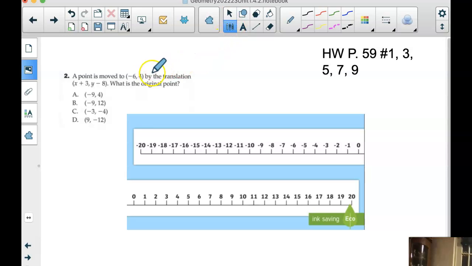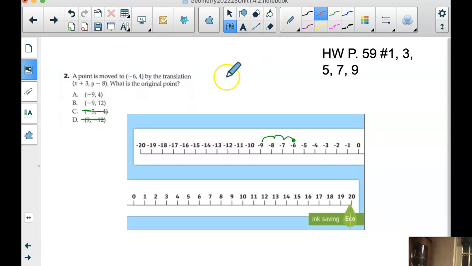So, they ended up at -6. Let's start at -6, okay? I'm right here. And what they did was they added 3. So I'm going to do the opposite. I'm going to hop back 1, 2, 3. So my first coordinate is going to be -9. So looking back at my answers, anything that doesn't have my first coordinate at -9, see ya, don't want to be ya.